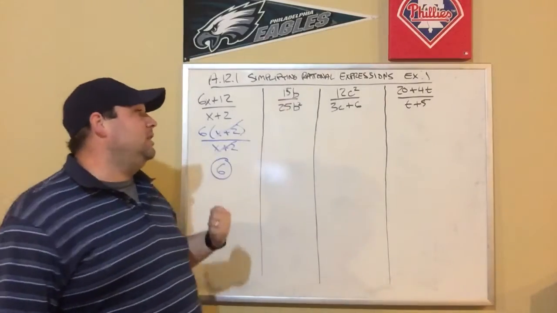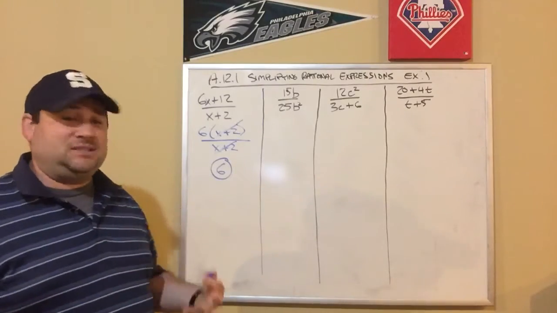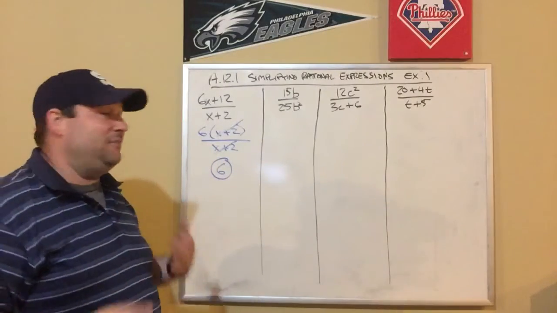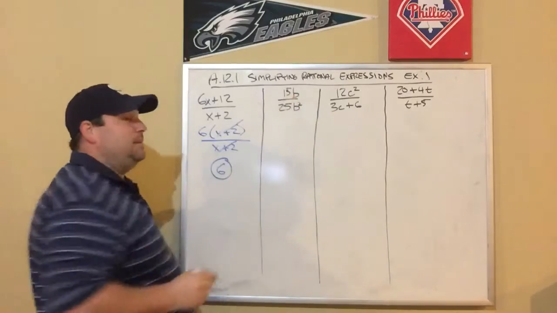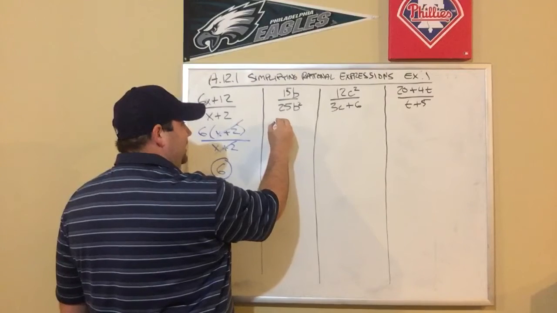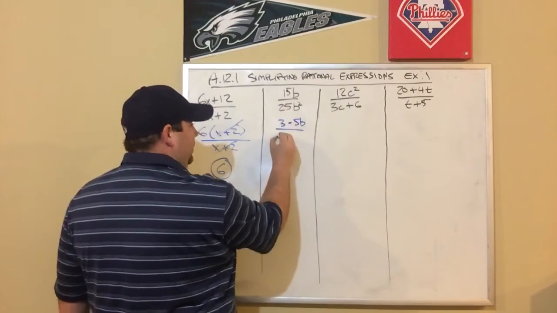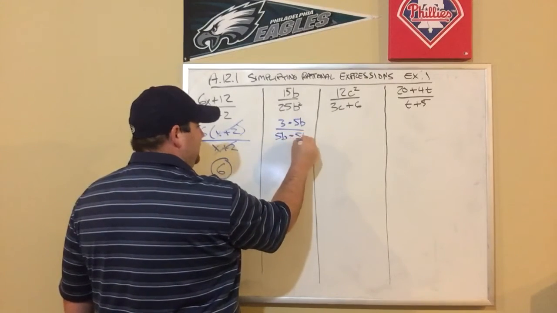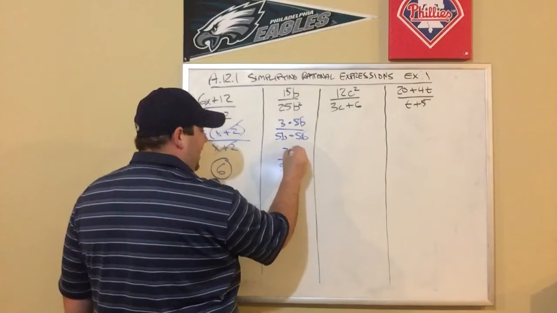Let's look at our second one here. 15b over 25b squared. You've done this before in our exponent unit. But this one, I'm looking at 15 and 25. I could divide a 5 out of both of those. Also, I could take a b out of both because I've got a b up top and a b squared on the bottom. So if you really wanted to think about this, I could take a 5b out. On top, it would be 3 times 5b. On the bottom, it would be 5b times 5b. Those can cancel. I end up with 3 over 5b.